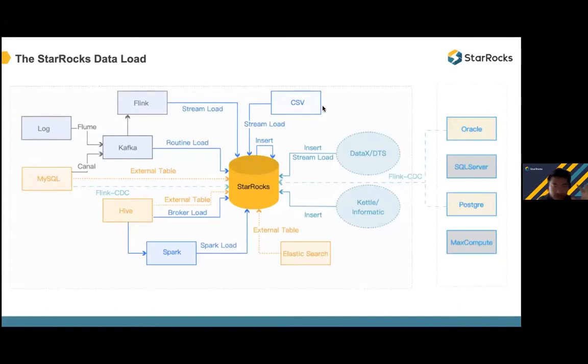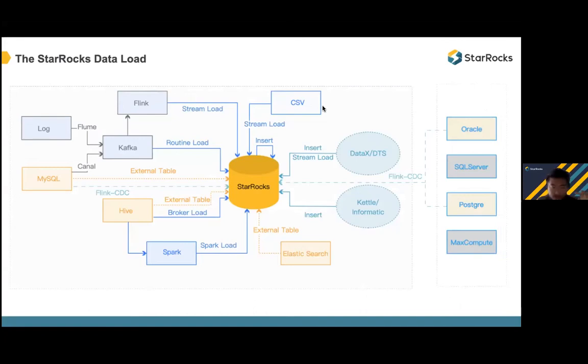So this is the full picture of the StarRocks data load architecture. As you can see, you can use Flink and Kafka to import data in streaming and batch modes from various data sources, based on the Stream Load, Routine Load, and Broker Load APIs provided by StarRocks. I will introduce each of them one by one later.